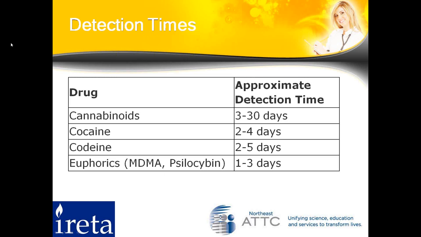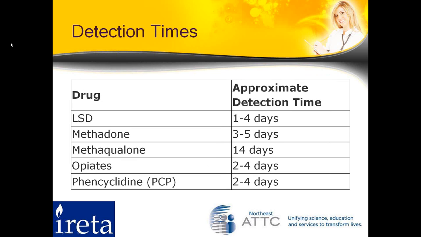The cannabinoids, hash, marijuana, we're looking at approximate detection times of 3 to 30 days. That's probably the drug that we have the most time on. Cocaine, we're looking at just 2 to 4 days. Codeine, we're looking at 2 to 5 days. Those euphorics, we're looking at 1 to 3 days. When we're looking at things like LSD and some of the other psychedelic drugs, those acid type drugs, we're looking at 1 to 4 days.